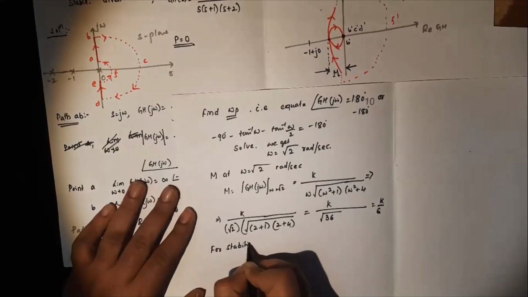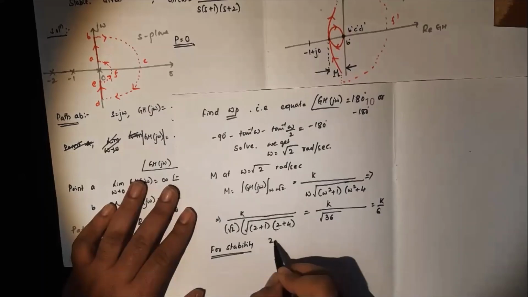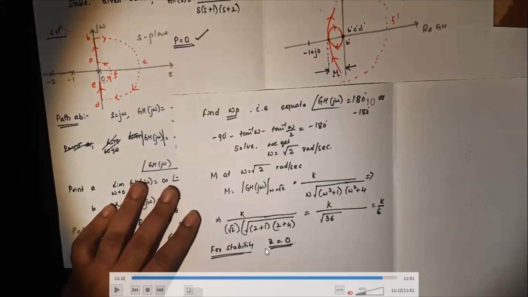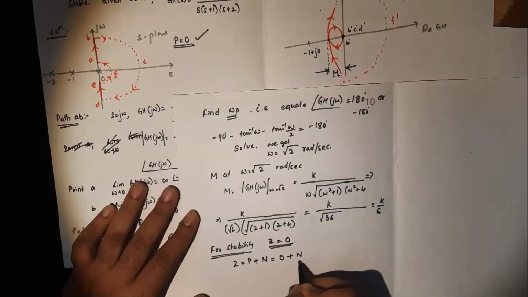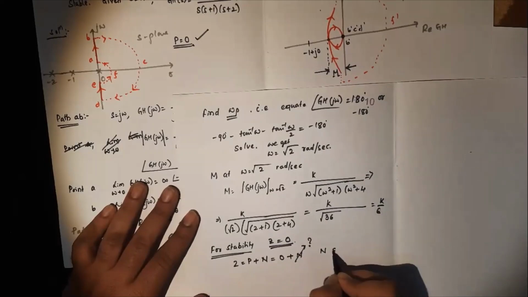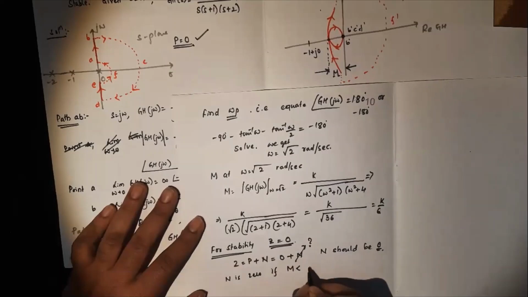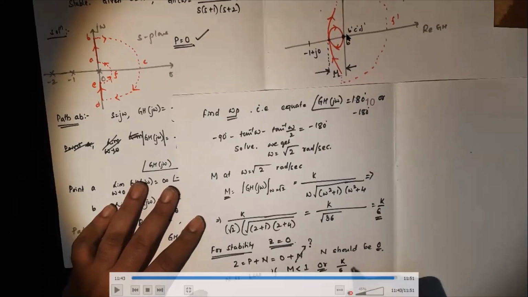So once you get M as k divided by 6, we still don't know what is k. But how nicely we can modify this into our conclusion or final answer. So for stability, everyone knows Z should be equal to 0. So what is that? Z is equal to P plus N. So P is already 0. What should be N? How many encirclements should occur here? To get Z equal to 0, N should also be 0, which means there shouldn't be any encirclement. Therefore, M should be less than 1. So if this M is less than 1, then only there is no possibility of encirclement.